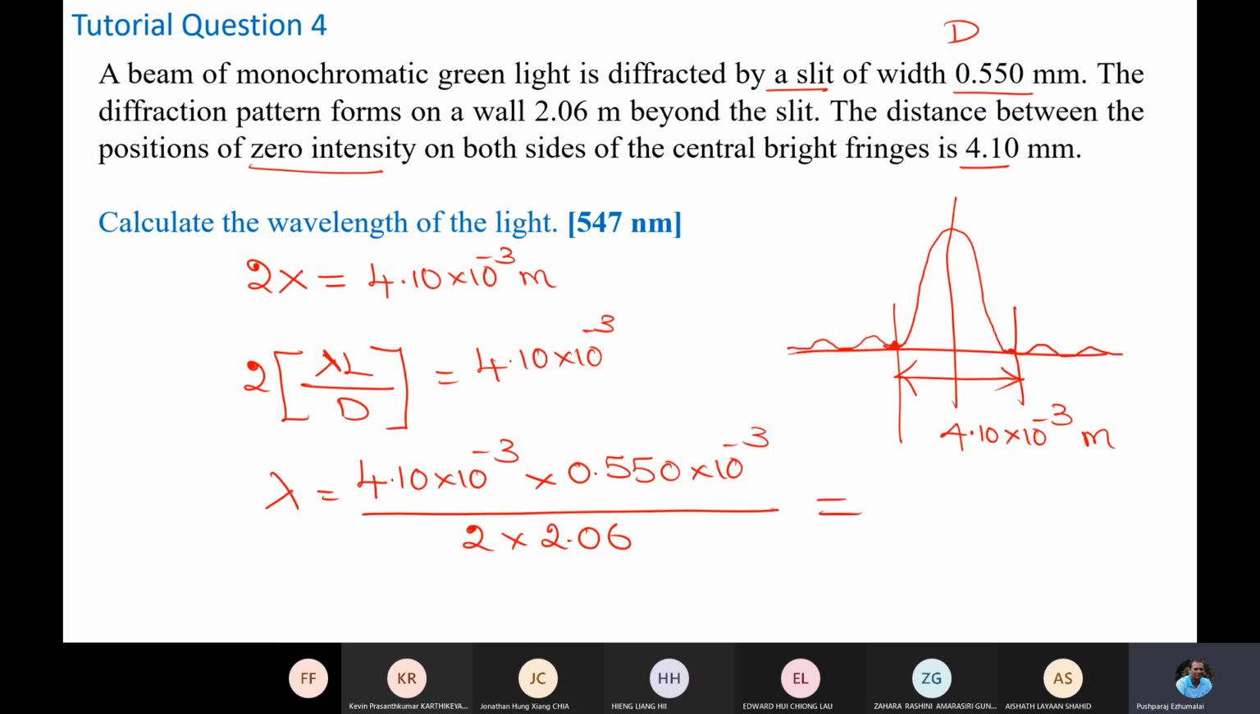So 4.10 times 10 power minus 3 multiplied by 0.550 times 10 power minus 3, divided by 2 times 2.06. We are getting the answer as 547.3 times 10 power minus 9 meter, or approximately 547 nanometer. So we get the same thing.